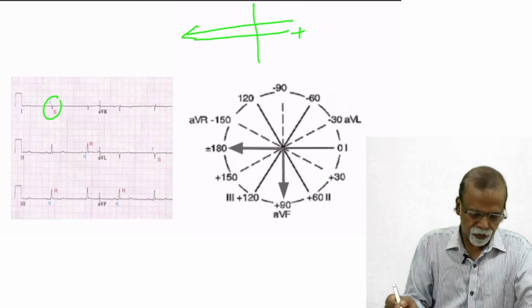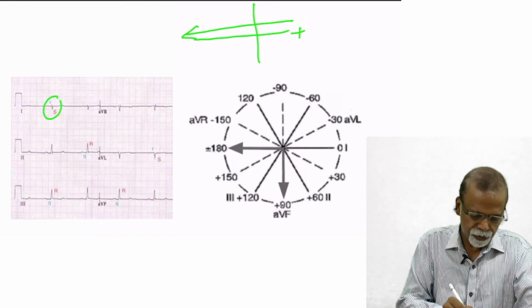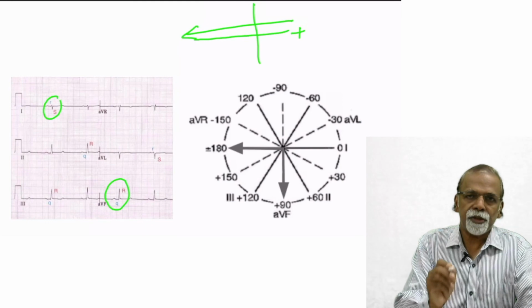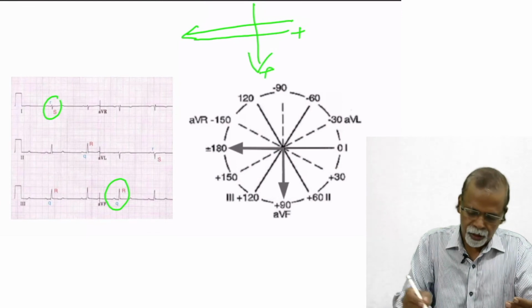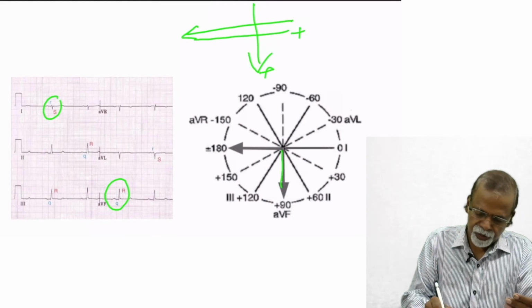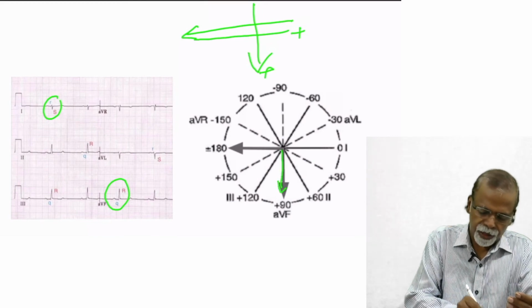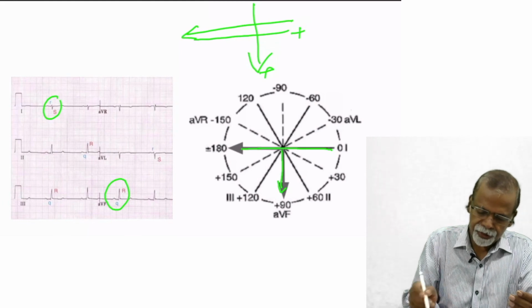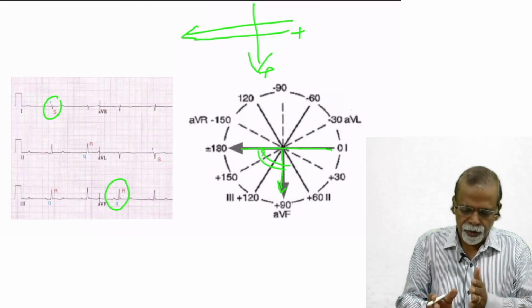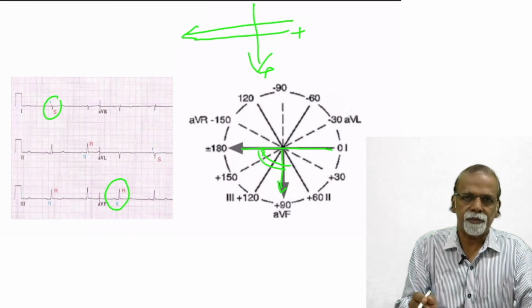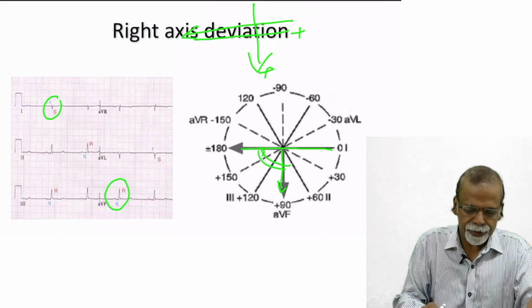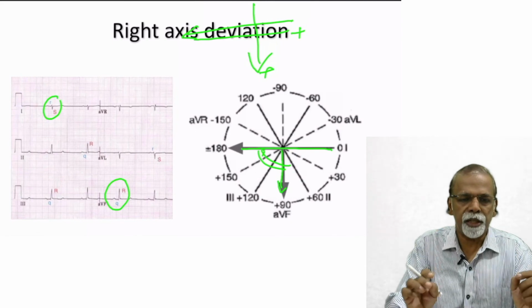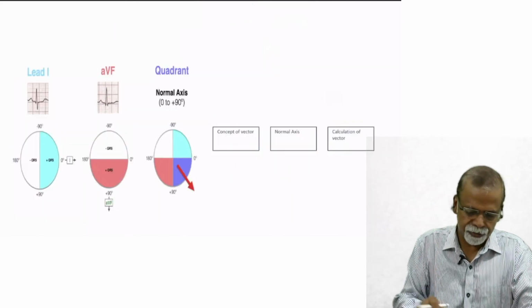Take AVF. So where is AVF? The AVF is showing a positive deflection. So what does it indicate? The current is going in the direction of the positive pole of the AVF. Here the AVF is positive, so in this direction. Lead 1 is negative, so it is in this direction. So this is in this quadrant, the lower quadrant on the left side. Okay, so that is an example of right axis deviation. So now we are clear regarding right axis and left axis.